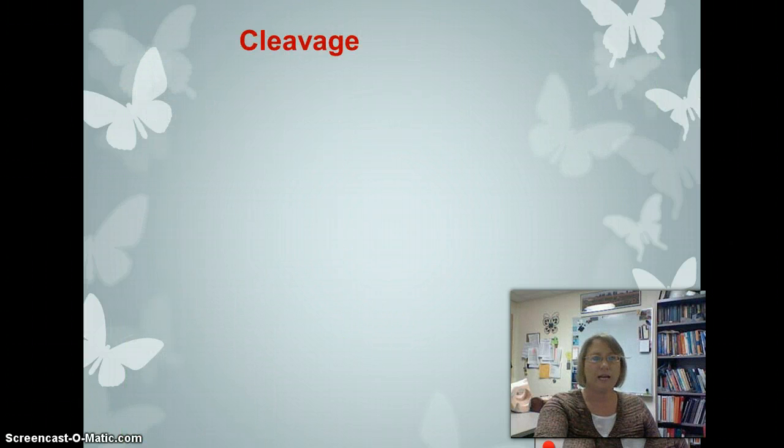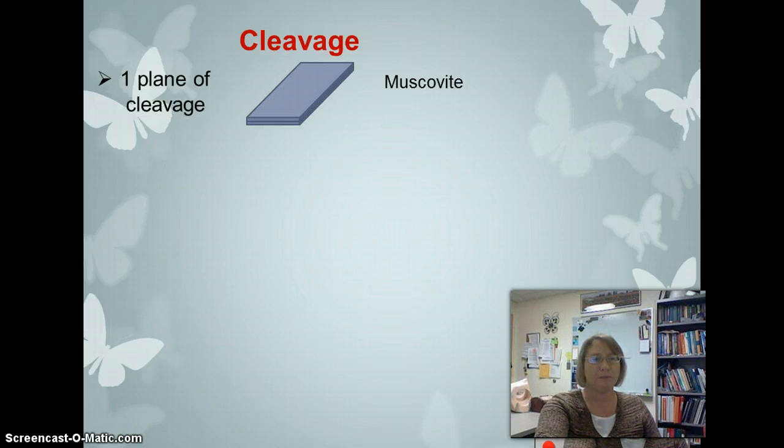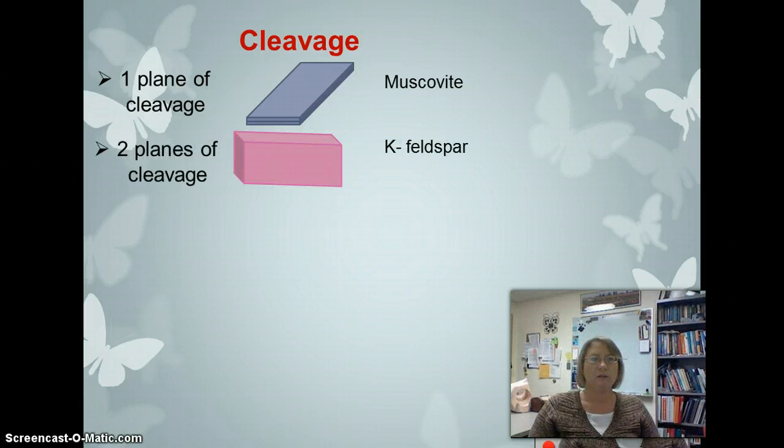Well, let's look at the different types of cleavage. That first one would be like that biotite we saw, or muscovite, which is another mica like the biotite, just in a lighter form. When we look at this, it peels apart like sheets of paper. We refer to it as having one plane of cleavage. Another mineral, potassium feldspar, when we look at it, will fracture along two planes of cleavage, creating two sections that are parallel to one another, that are flat planes.